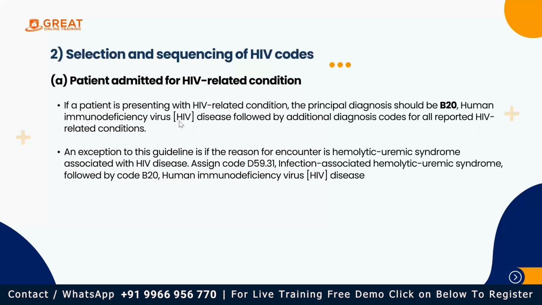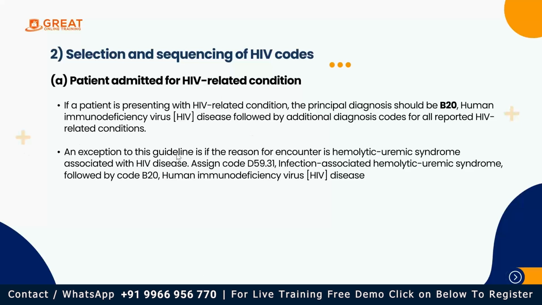B20 is for confirmed HIV cases or HIV disease, followed by additional diagnosis codes for all reported HIV related conditions. So it means if the patient is presenting with an HIV related condition, we have to code B20 as a principal diagnosis, and any other diagnosis we code after that.